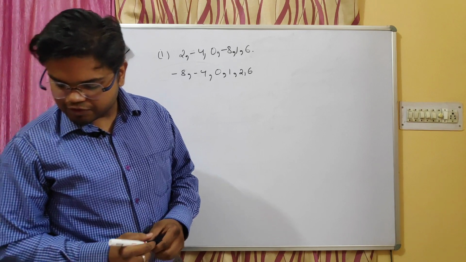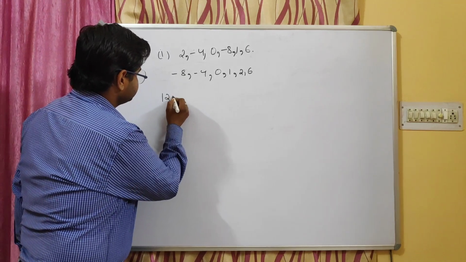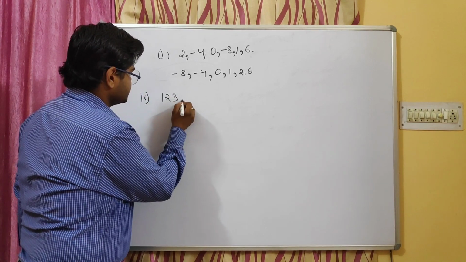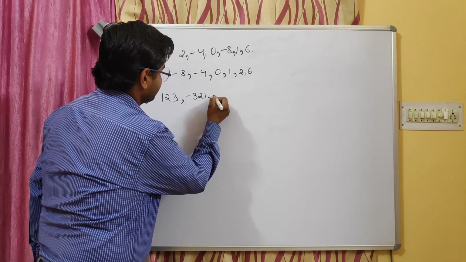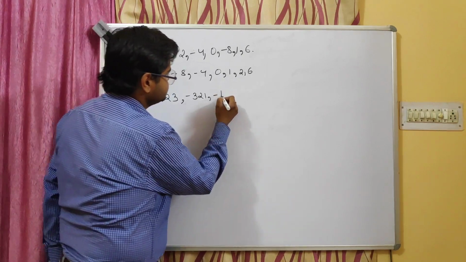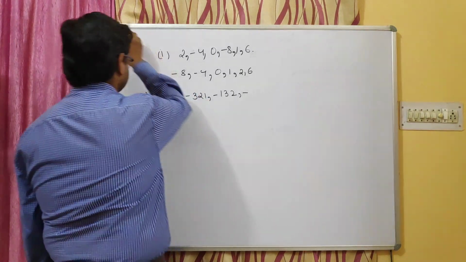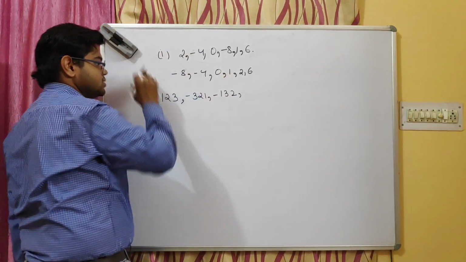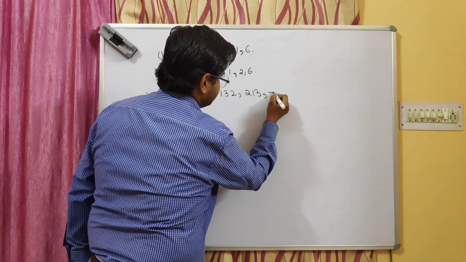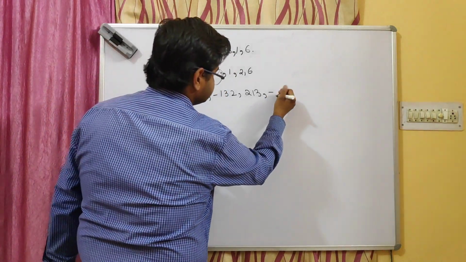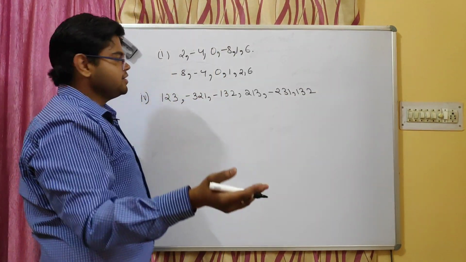If you look at the fourth part of this question, you have 123, minus 321, minus 132, minus, not minus, we don't have minus here, 213, minus 231, comma 132, and we need to arrange them in the increasing order.